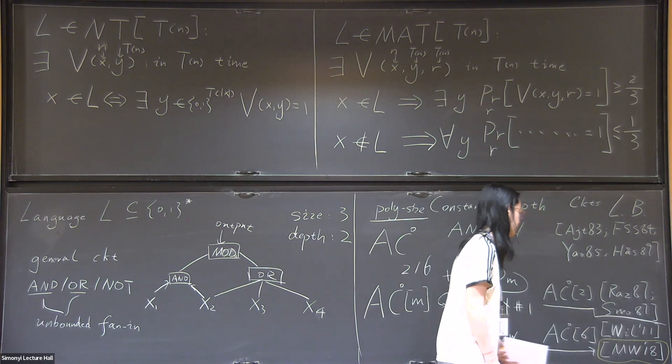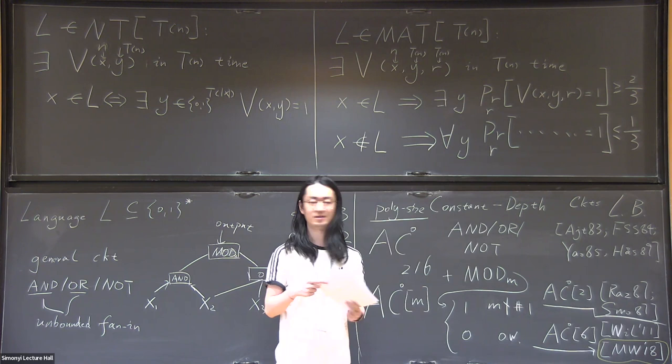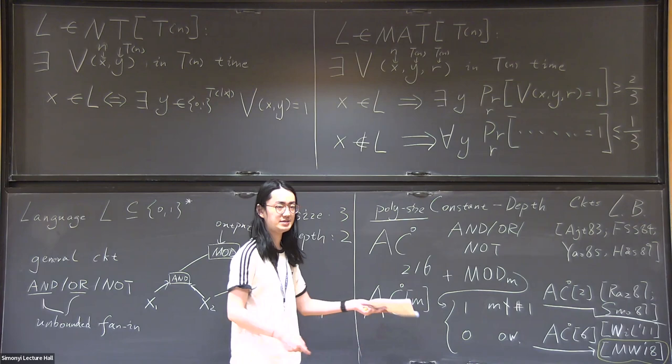Okay, any question for now? Is the definition clear? You can use AC0 additionally with mod M gates.